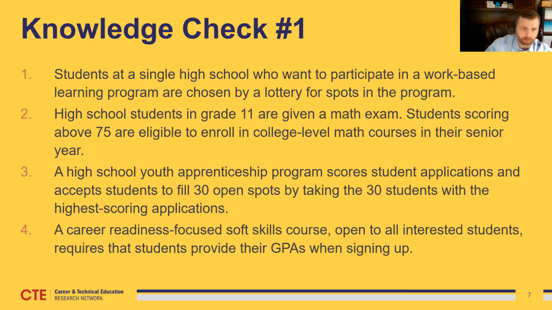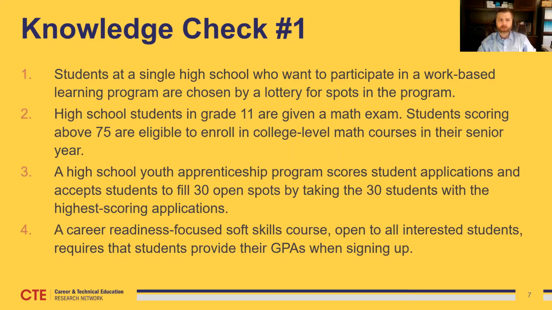The first scenario is a scenario where there's a high school that's introducing a work-based learning program, and they're going to admit students by lottery. So in this case, this isn't really a scenario where you'd want to use regression discontinuity, right? If they're using a lottery, obviously there's an opportunity here to use experimental methods. So I wouldn't say scenario one is something where you'd want to think about applying an RDD.